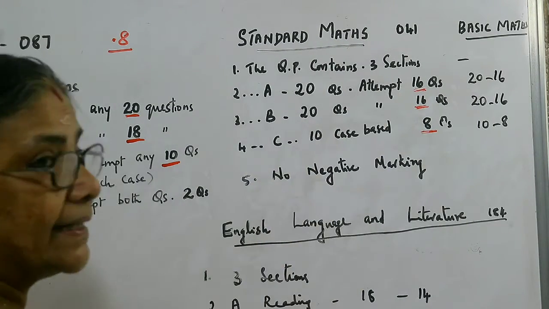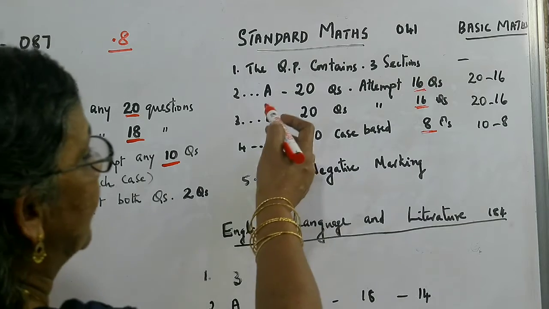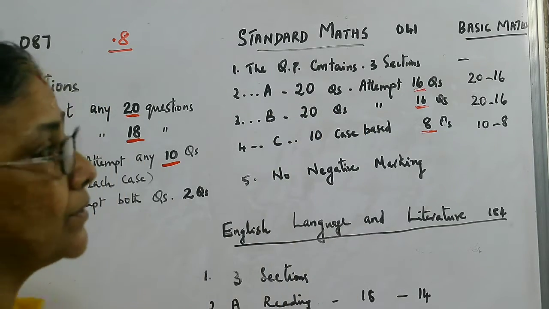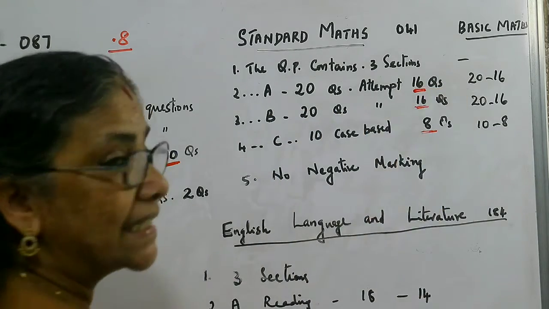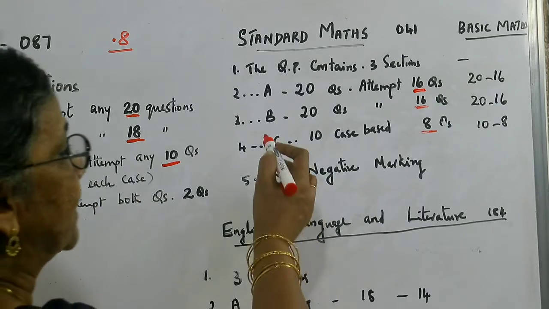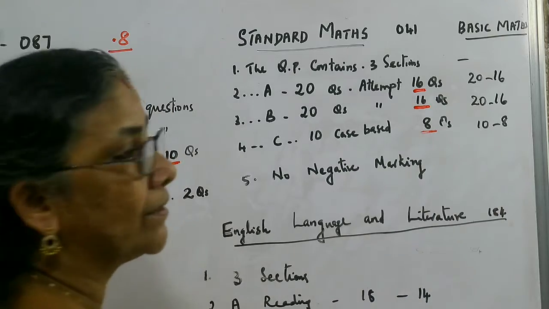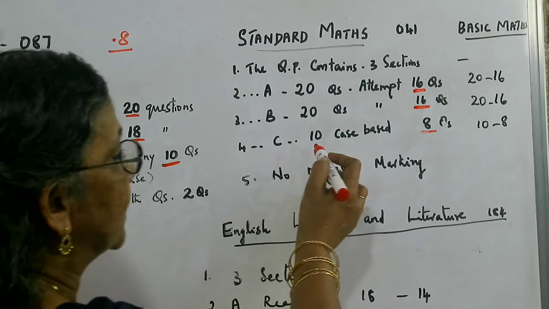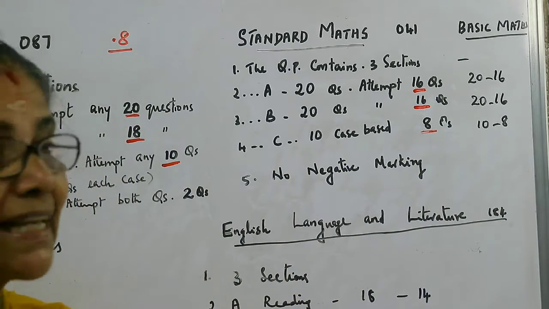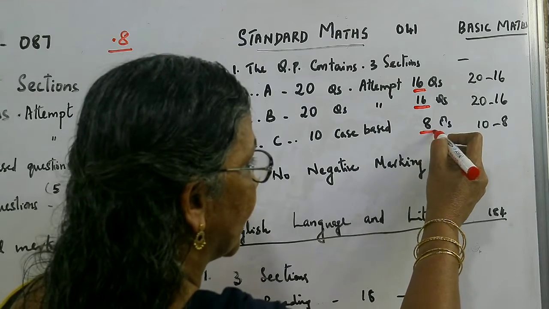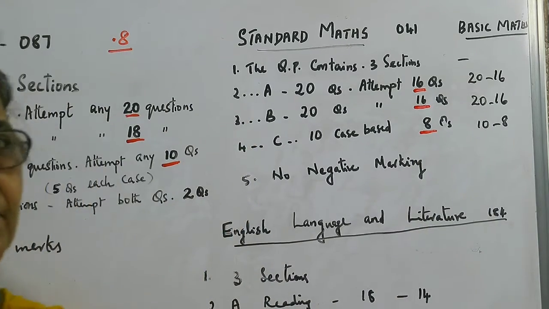The question paper contains 3 sections. Section A has 20 questions, among which you have to attempt 16. Section B has 20 questions, and there also you have to attempt 16. Section C has 10 case-based questions, and among these you have to attempt only 8. So 4 each, like that.